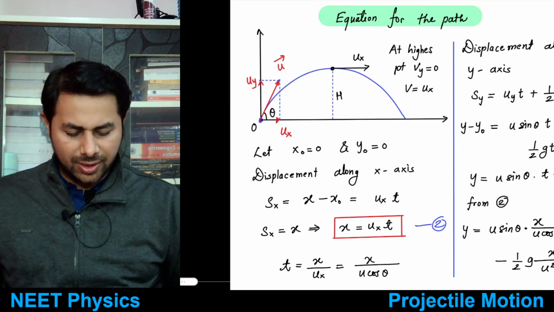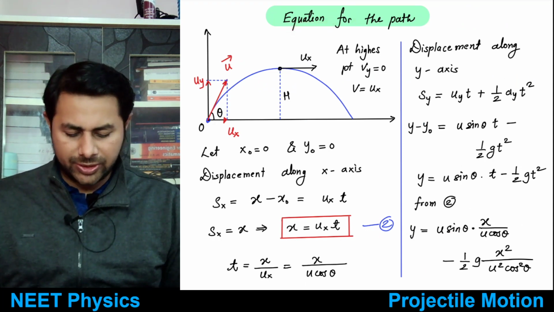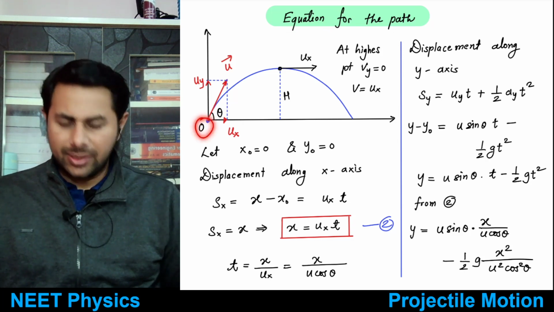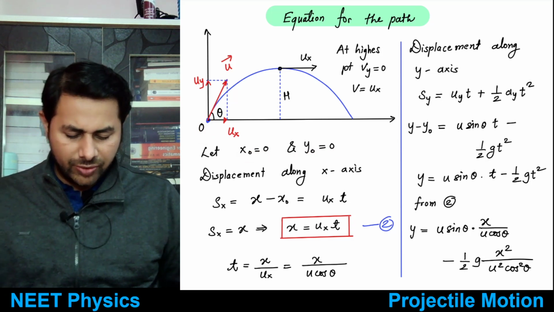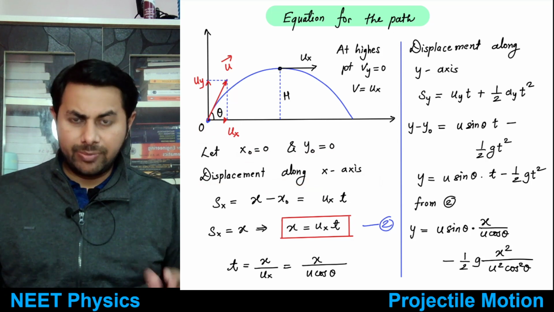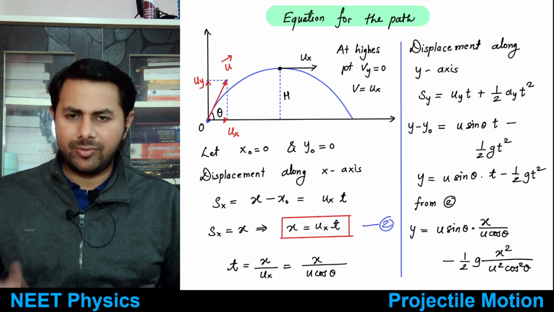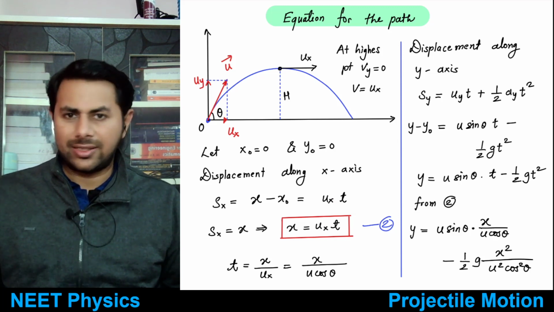Okay. After that, next let's see the equation for the path of the projectile. So at the start point, let's take x naught equal to 0, y naught equal to 0. Then we know the displacement along the x-axis. What is displacement? It is just velocity into time. Why is it velocity into time? Because this is just uniform motion along the x-axis. Okay, there is no acceleration.